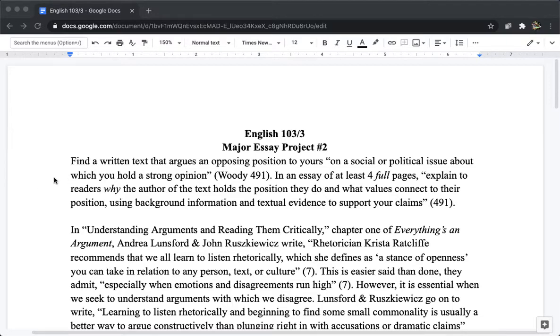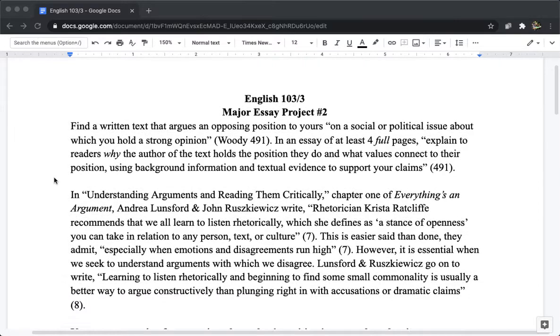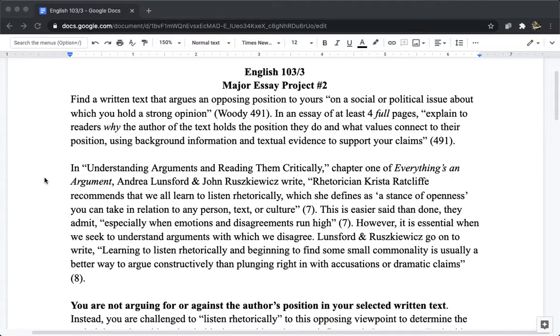Find a written text that argues an opposing position to yours on a social or political issue about which you hold a strong opinion. In an essay of at least 4 full pages, explain to readers why the author of the text holds the position they do and what values connect to their position, using background information and textual evidence to support your claims.